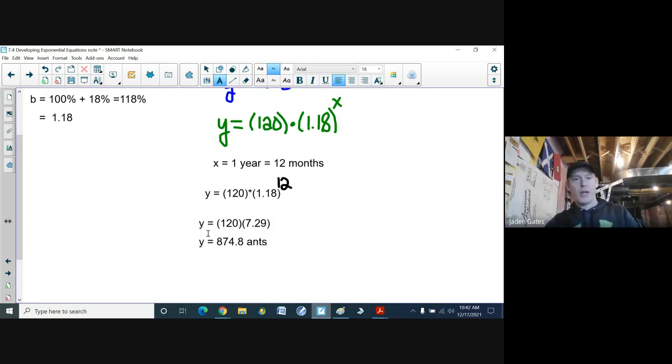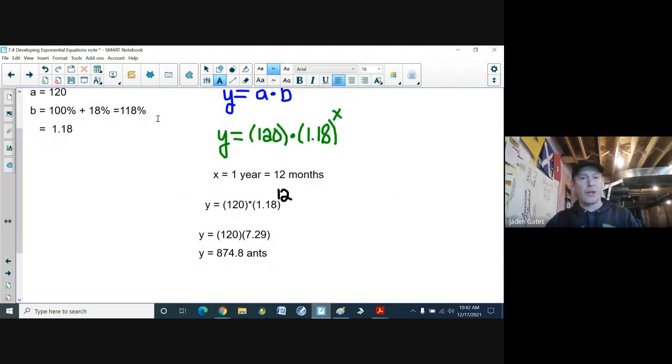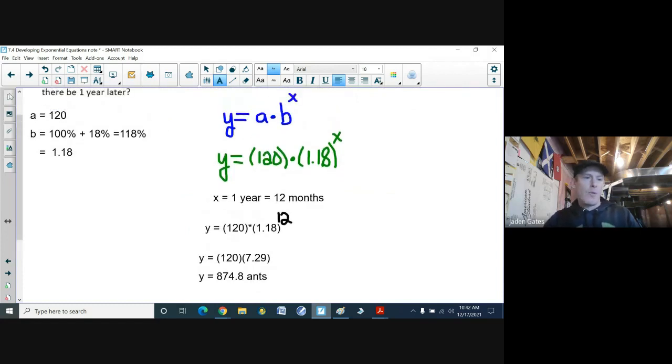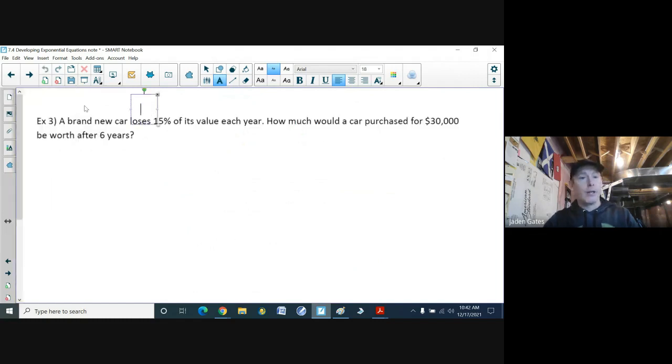So again, we had to watch out that our rate was per month, but what we were looking for was in years. Got to be in the same units there. All right, let's try one more here. A little bit different situation. A brand new car loses 15% of its value each year. How much would a car purchased for $30,000 be worth after 6 years?